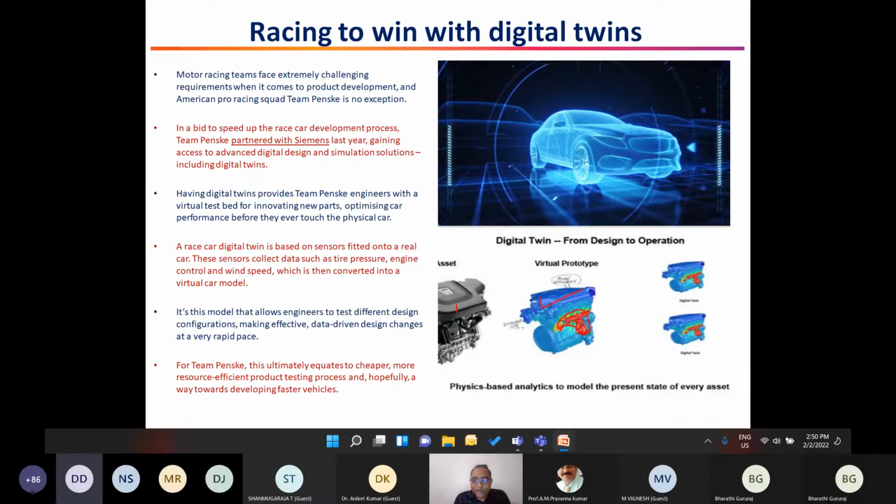So a race car digital twin is based on sensors fitted into the real car. These sensors collect a lot of data, such as tire pressure, engine control, and wind speed, which is then converted into a virtual car model, right? So an exact replica of the car is made, and these improvised details are fed into it. This model allows engineers to test different design configurations, making effective data-driven design changes at a very, very rapid pace, right?